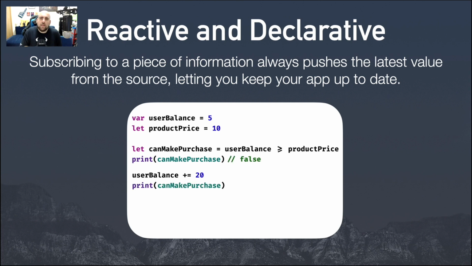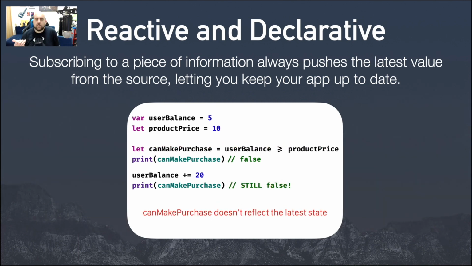Later on, we give the user some more money. And they now have 25 and the product costs 10. This should be true, but it's still false. And that's because can make purchase doesn't reflect the latest state of your system. It is a snapshot in time of when we calculated it back when the user's balance was 5. So really we can't count on it for state.